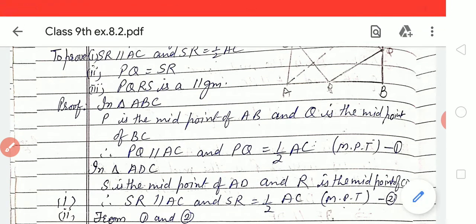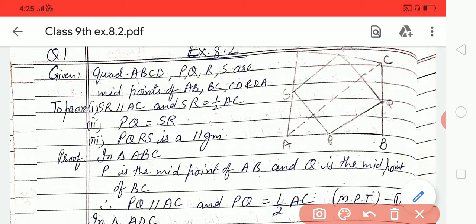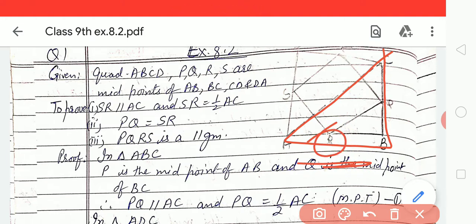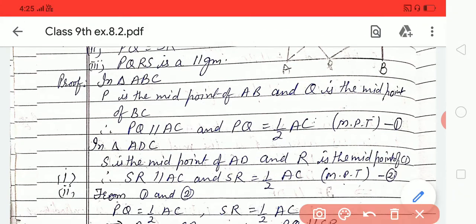In the triangle ABC, you can see, this is your triangle ABC. We are given that P is the midpoint of this side AB. So by the midpoint theorem we can say that PQ is parallel to AC and also half of AC. So here we have PQ parallel to AC and also half of AC.